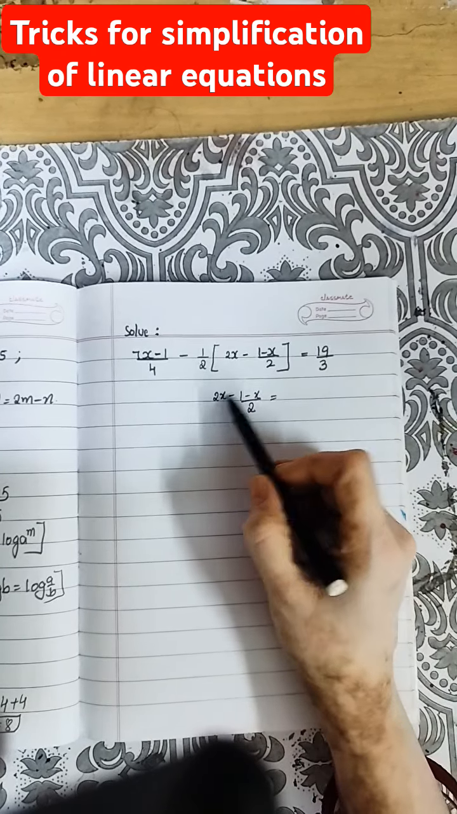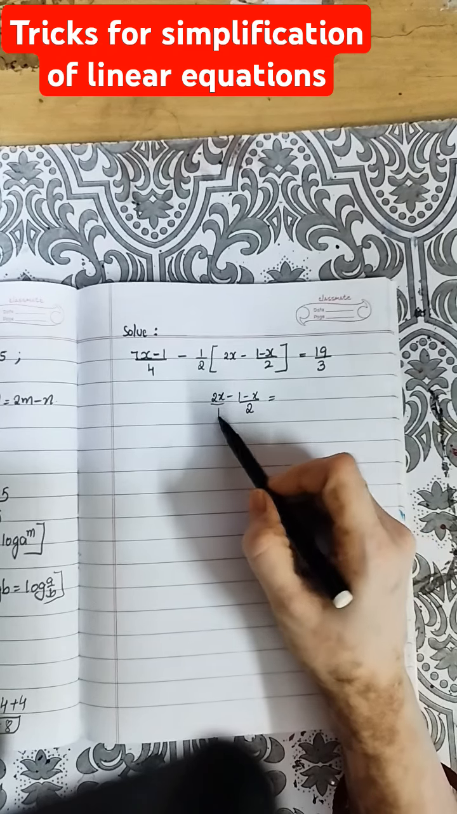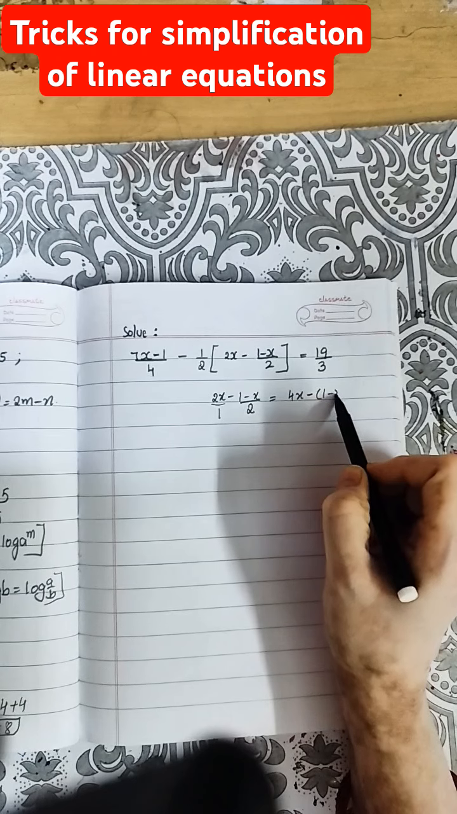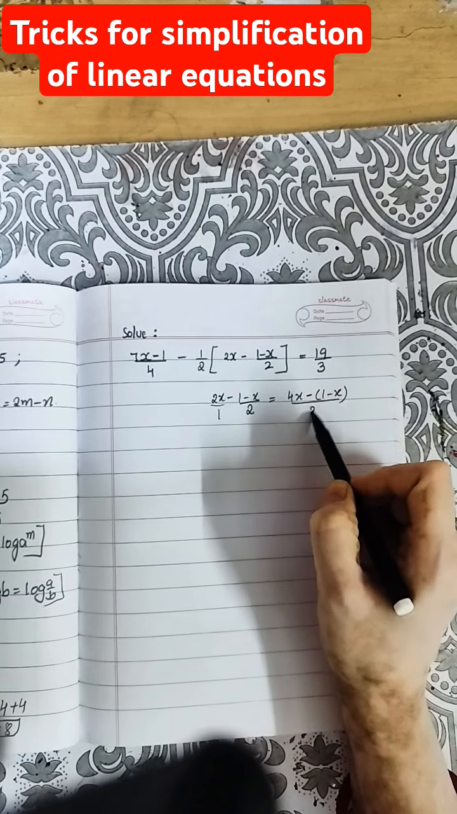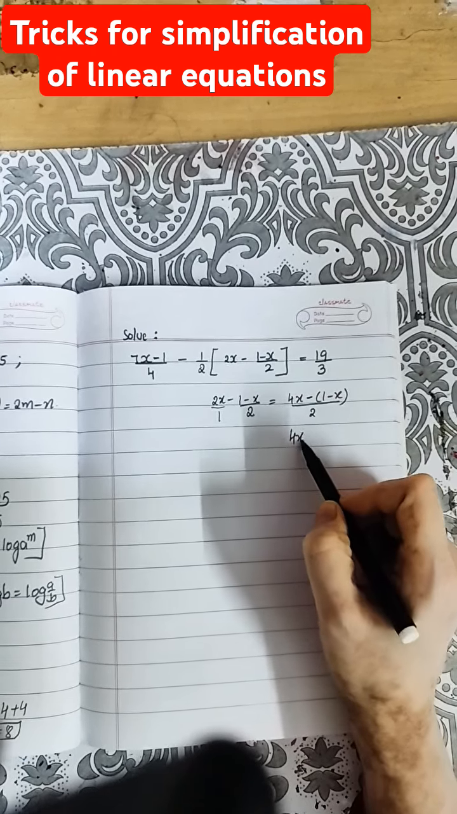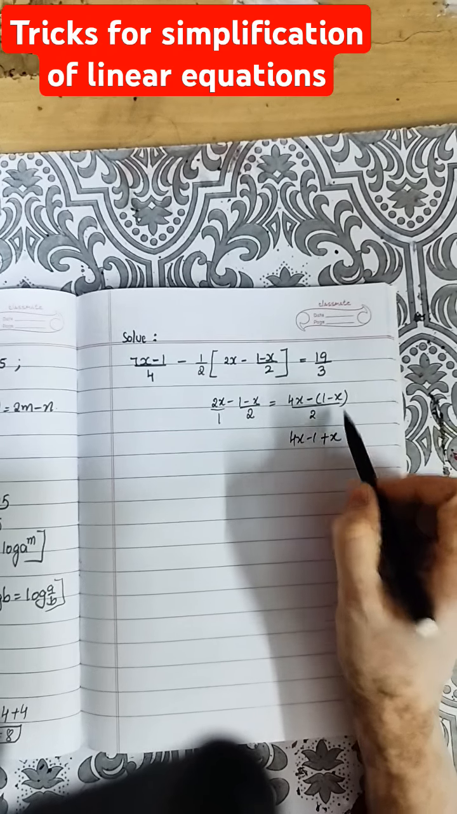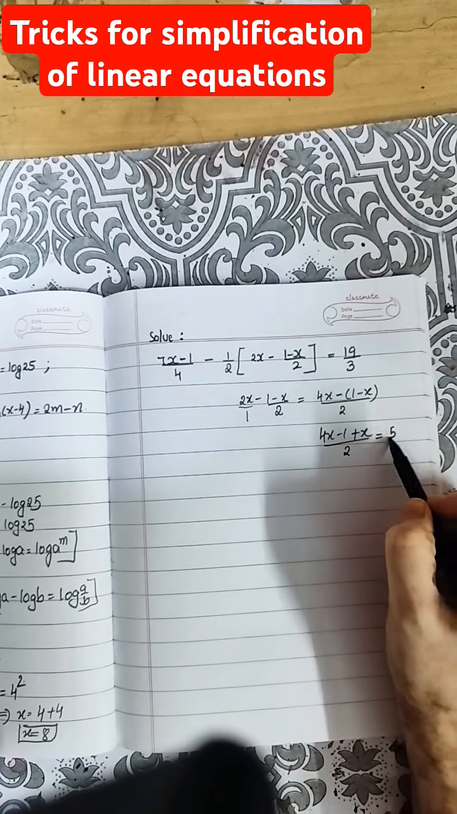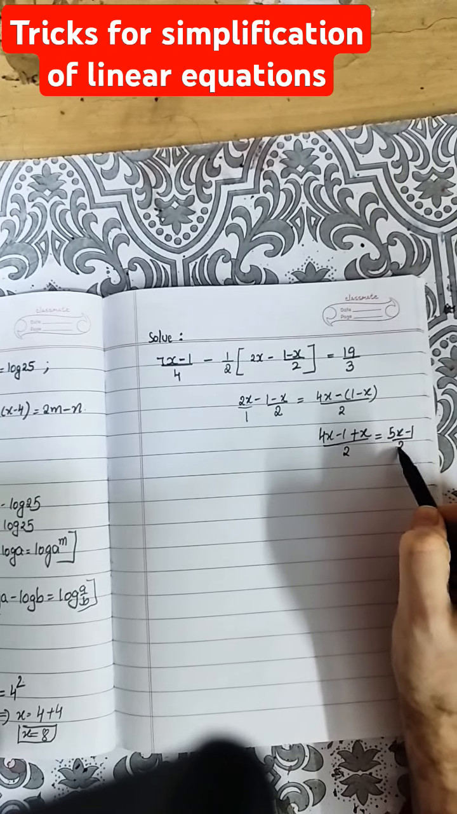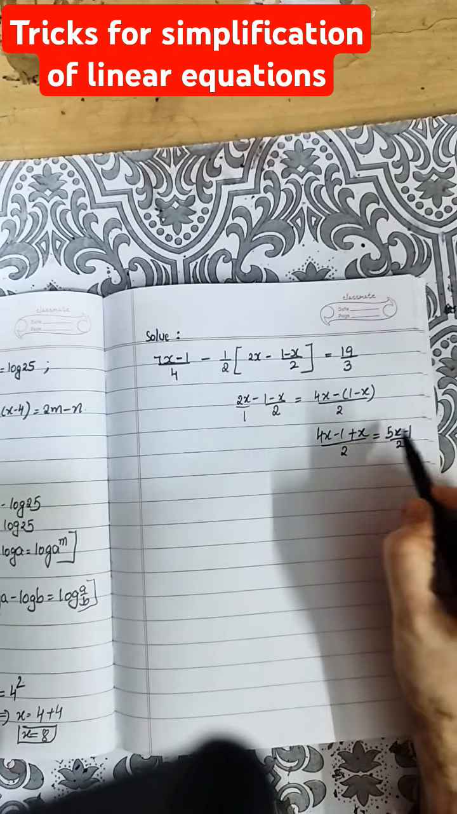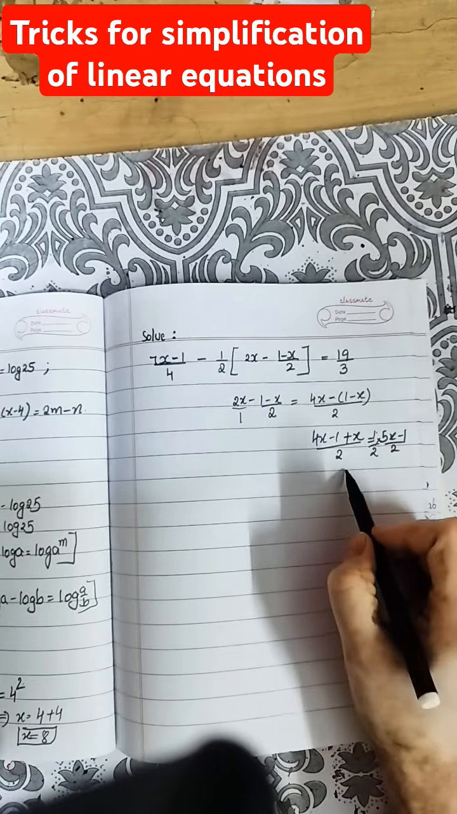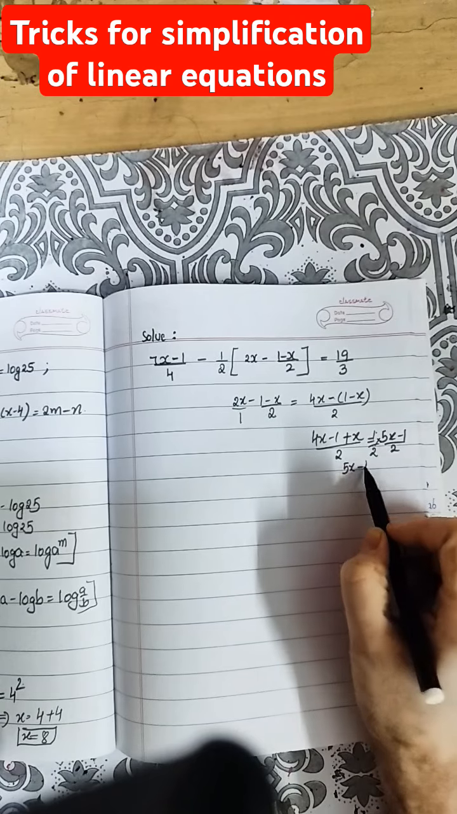So the LCM is 2. So 4x minus of 1 minus x by 2. So 4x minus 1 plus x, minus into minus is plus x by 2. This becomes 5x minus 1 by 2. So 1 by 2 is already there, into 1 by 2. Same means 5x minus 1 by 4.